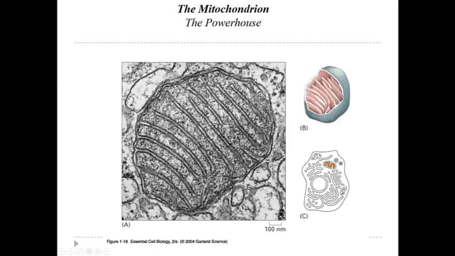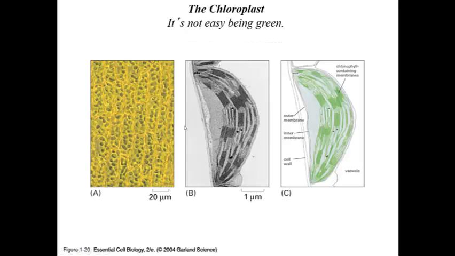The mitochondrion is also a membrane-bound organelle. It actually has two membranes. It has an internal membrane system as well as this external one. And this is the powerhouse of the cell. It's where ATP is produced. So that really important energy form, that's the energy currency of all cells.